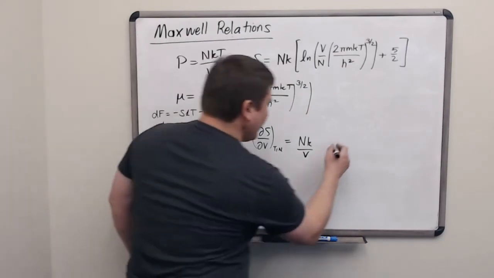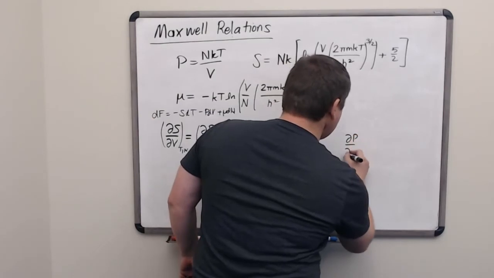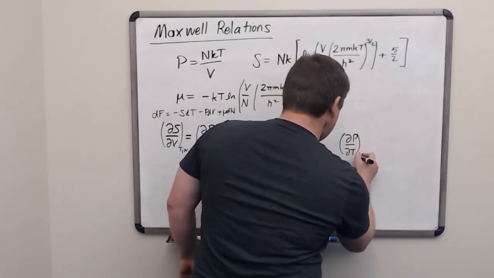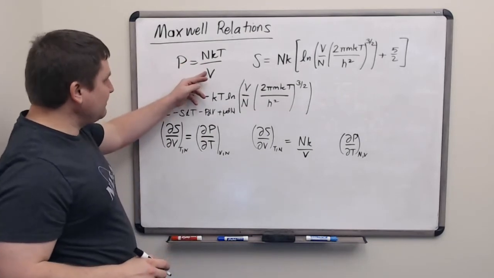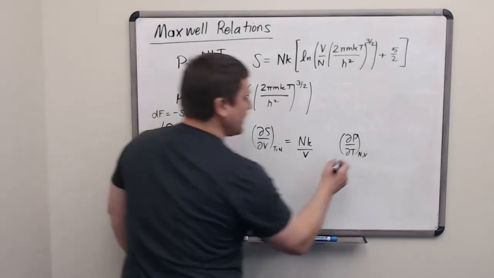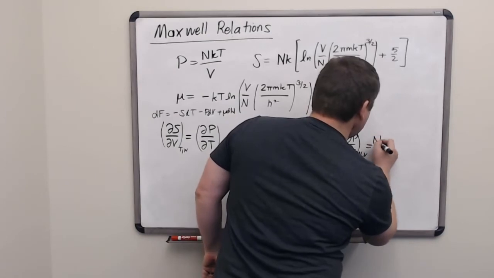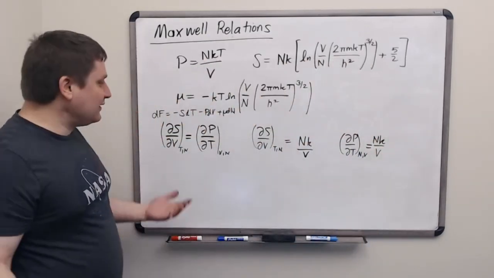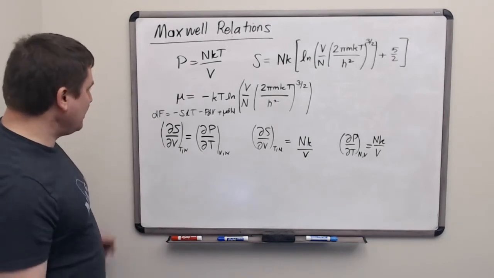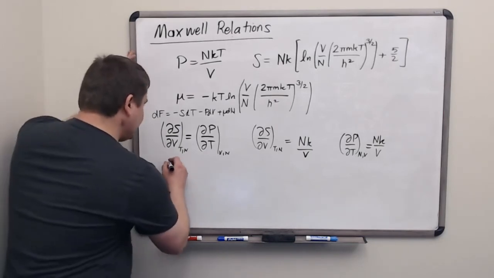All right, so what about dP dT? Well, we're holding N and V constant, so it really couldn't be any simpler. dP dT is Nk over V. Clearly those are equal, so that Maxwell relationship works out fine. Let's do another one here.